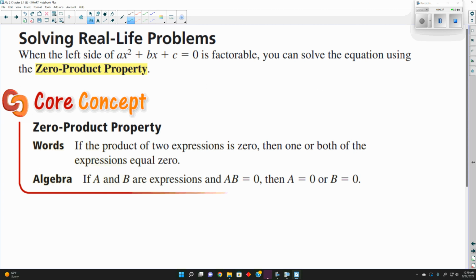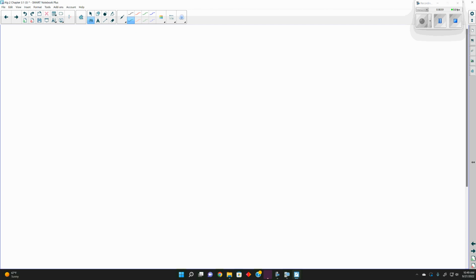Now, the first thing we're looking at is the zero product property. If we have a quadratic equation, ax squared plus bx plus c, that is equal to 0, then we can use the zero product property. When we talk about the zero product property, what we're really talking about is looking at something, say, a times b is equal to 0.